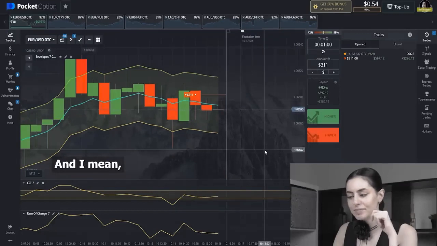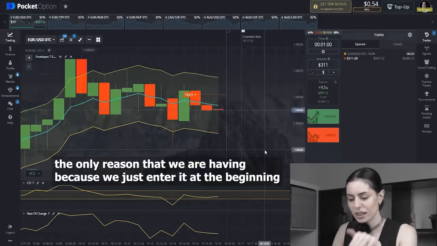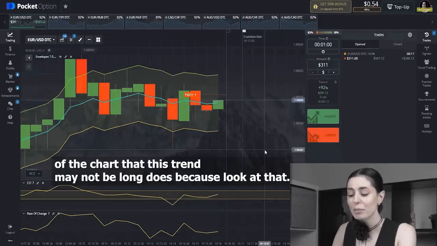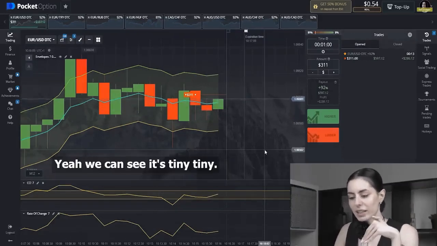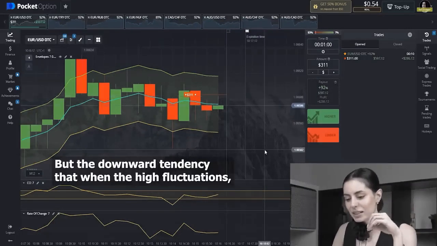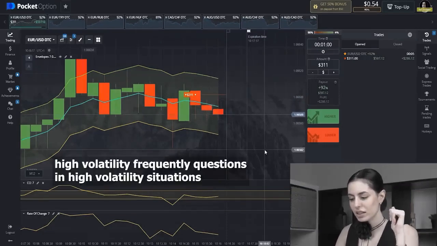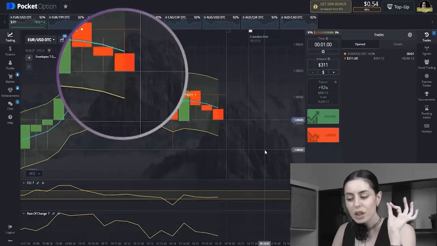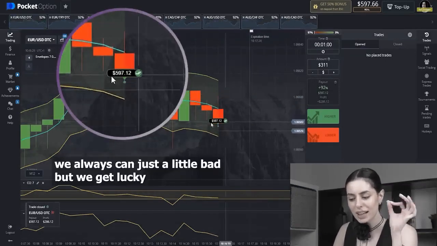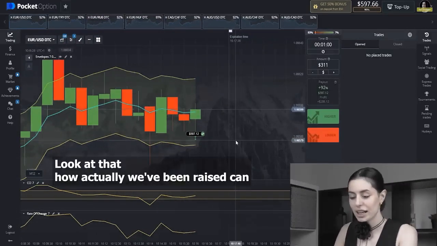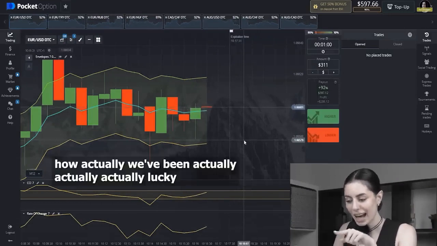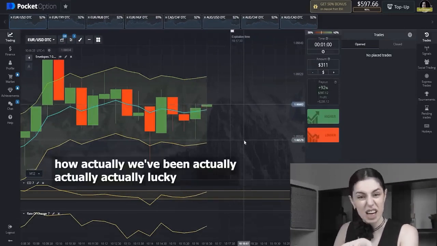The only risk that we have, because we just entered at the beginning of the trend, is that this trend may not be long, because look, the chart is flat. Yep, we can see it's tiny, but it's a downward tendency. But in situations of high fluctuations and high volatility, we're risking just a little bit. But we get lucky. This downward trend started to be a little bit longer. Look at that, how we've been risking, how we've been lucky.